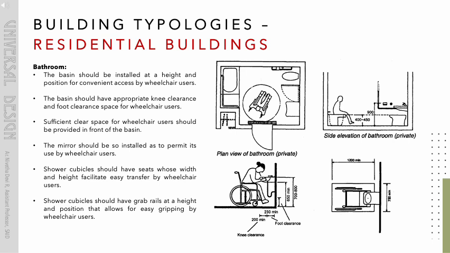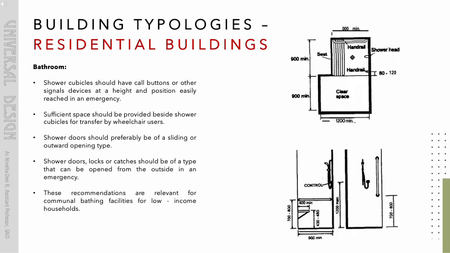Shower cubicles should have seats whose width and height facilitate easy transfer by wheelchair users. Shower cubicles should have grab rails at a height and position that allows for easy gripping by wheelchair users. Bathroom. Shower cubicles should have call buttons or other signal devices at a height and position easily reached in an emergency.